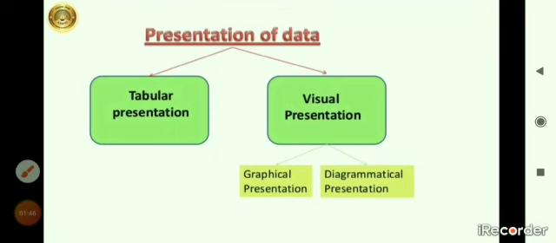For example, students' data can be represented in two forms, namely in tabular form and in graphical form. So, presentation of data can be done in two ways, that is tabular, in the table, and visual presentation. In visual presentation again come graphs and various diagrams. If you remember in your previous classes, you have been presented data in the form of bar graph and pictograph.